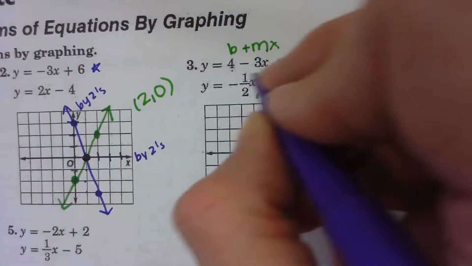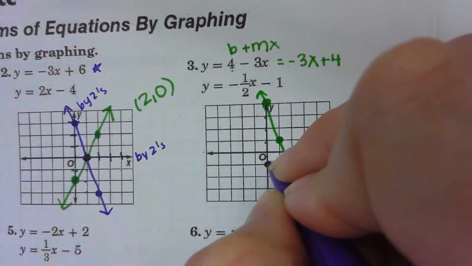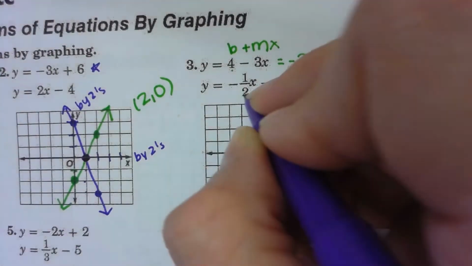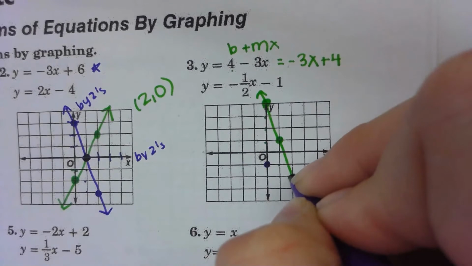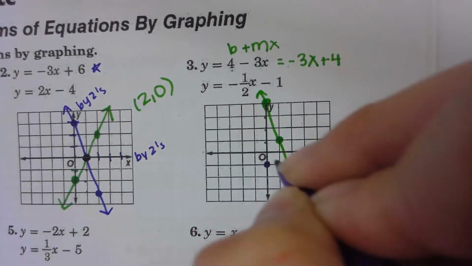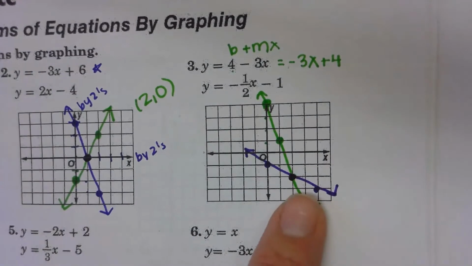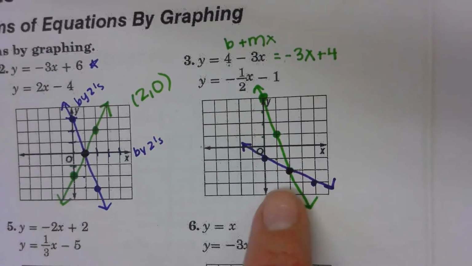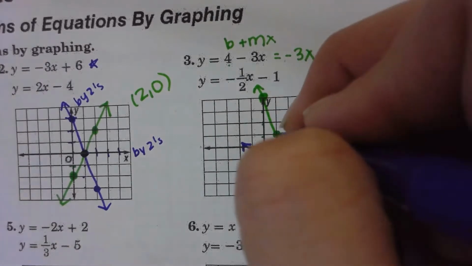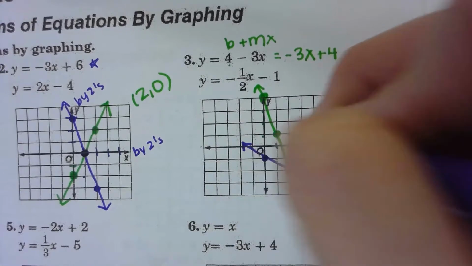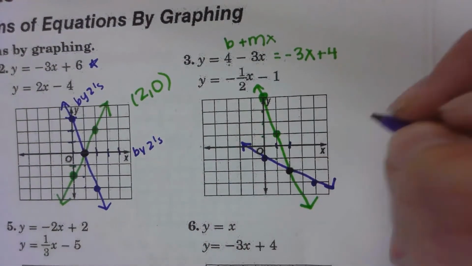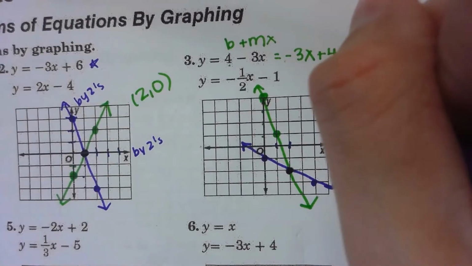And then in part 2, your y-intercept is -1. Your slope is -1/2. So you go down 1 and over 2. Once again, I have intersecting lines. The point of intersection is the solution. So the solution to this graph is when x is 2, y is -2.